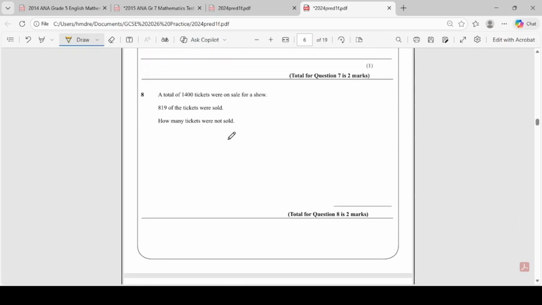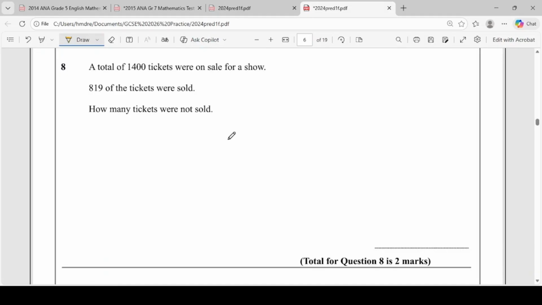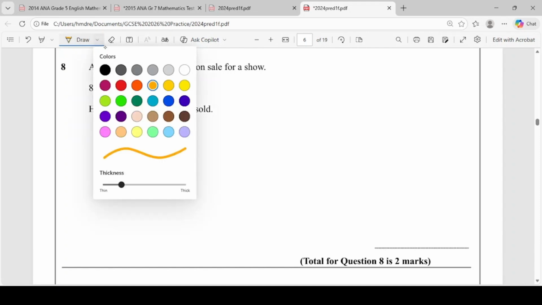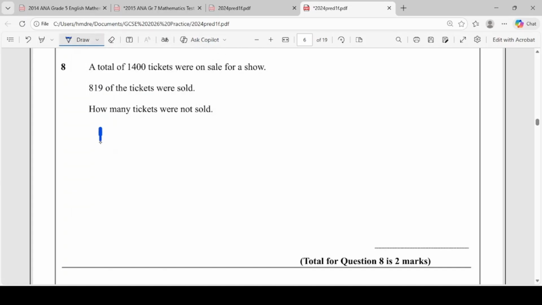Question 8. A total of 1,400 tickets were on sale for a show. 819 of the tickets were sold. How many tickets were not sold? They're just testing. Can you figure out a word problem, what they're asking? And can you do the subtraction? So here we've got 1,400 tickets to start with. And then we sell 819 of them. How many are left?